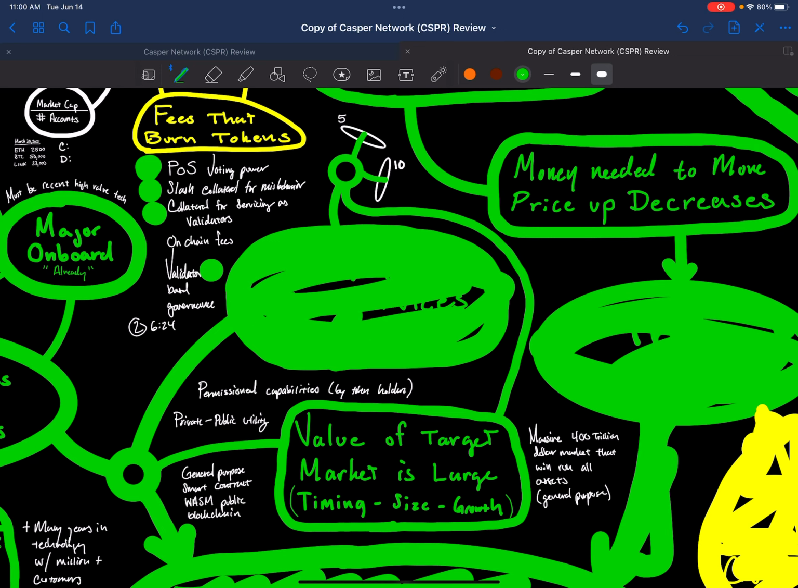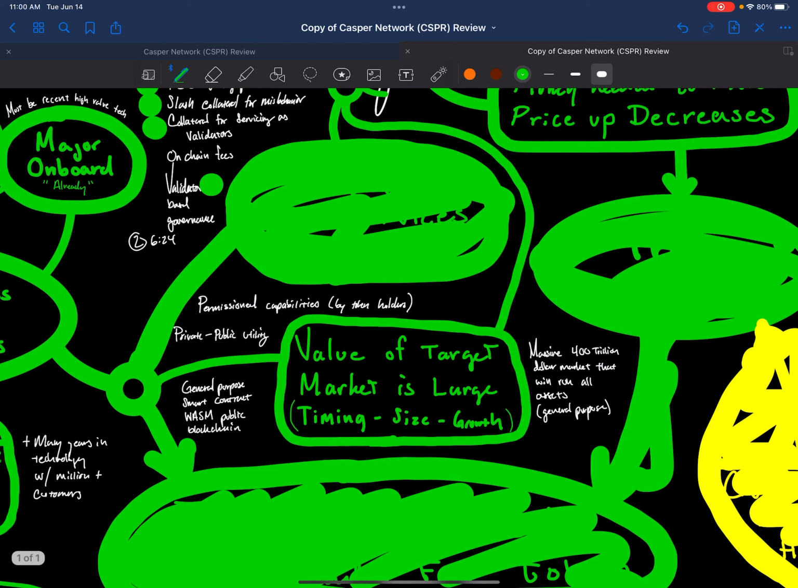So yeah, the token has a good token model because the platform is represented by the token holders. Now, what is the size of the market? It is extremely large. Permission capabilities by the holders. They can decide what permission capabilities they want, as well as private, public utility. Now, what is this? Let's just be simple here. It is a general purpose smart contract WASM public blockchain.